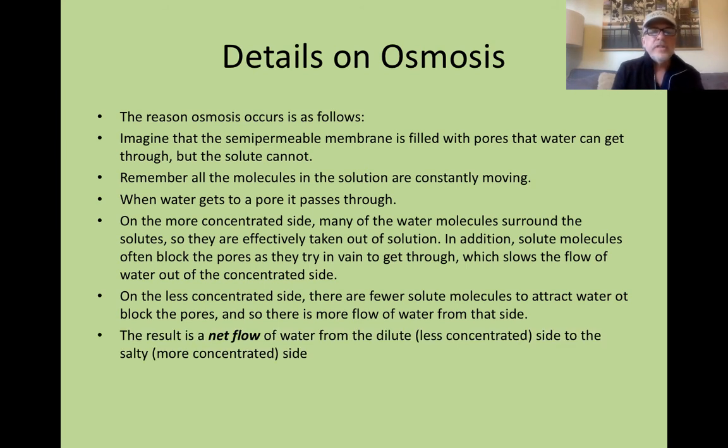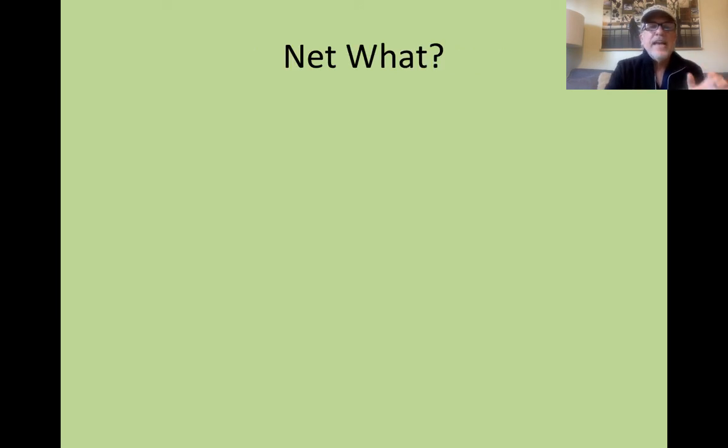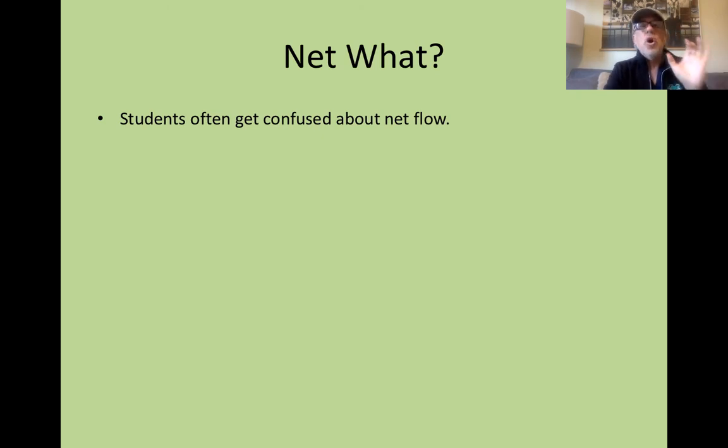The result is a net flow of water from the dilute side, the less concentrated side, to the salty or more concentrated side. Now notice I said net flow. Let's take a look at what that means, because this is a concept that introductory biology students often get confused about.